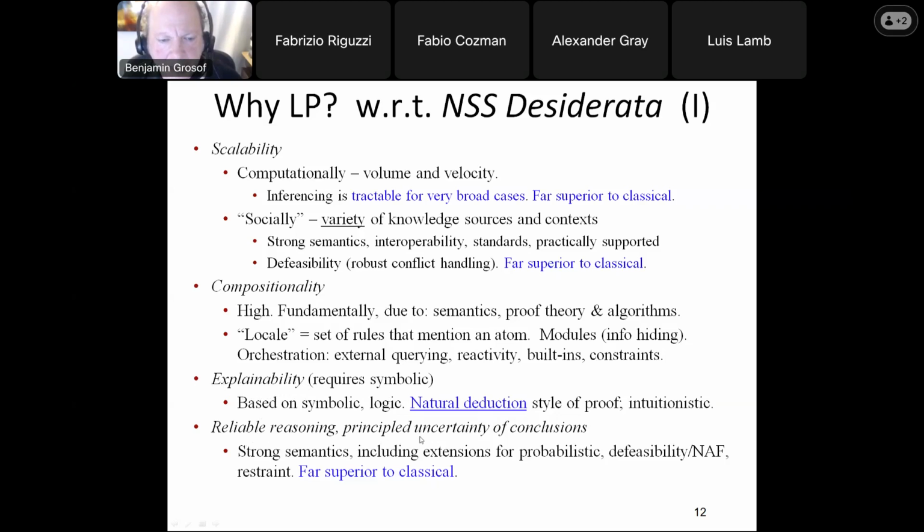Another key aspect in terms of these desiderata is that it can be extended to principled uncertainty of conclusions with strong semantics, including extensions for probabilistic, fuzzy, defeasibility, and a kind of bounded rationality called restraint, which is essentially based on don't care. And again, in this regard, it is far superior to classical logic. And following sessions in the summer school are going to be talking about how to do principled uncertainty of conclusions in a way that kind of reaches out its arms or comes from and bridges to machine learning.